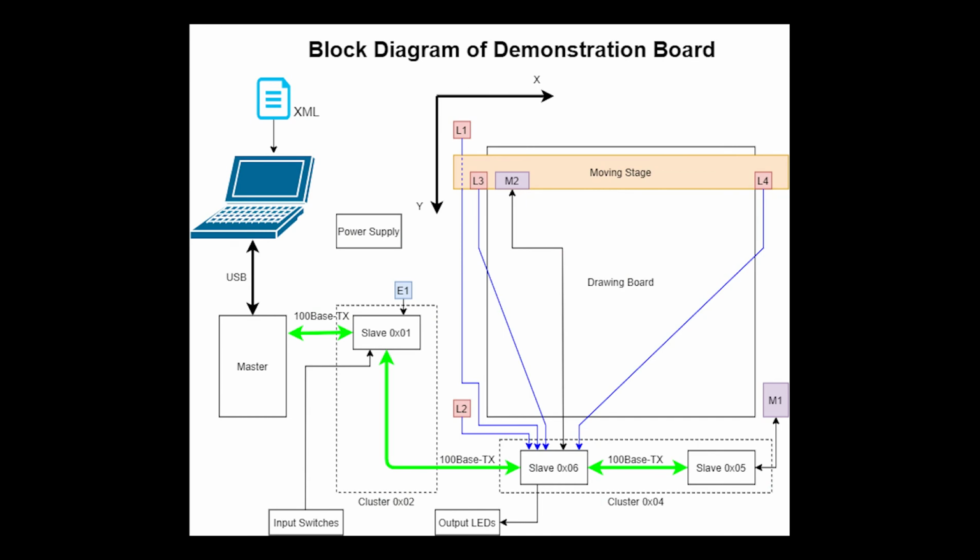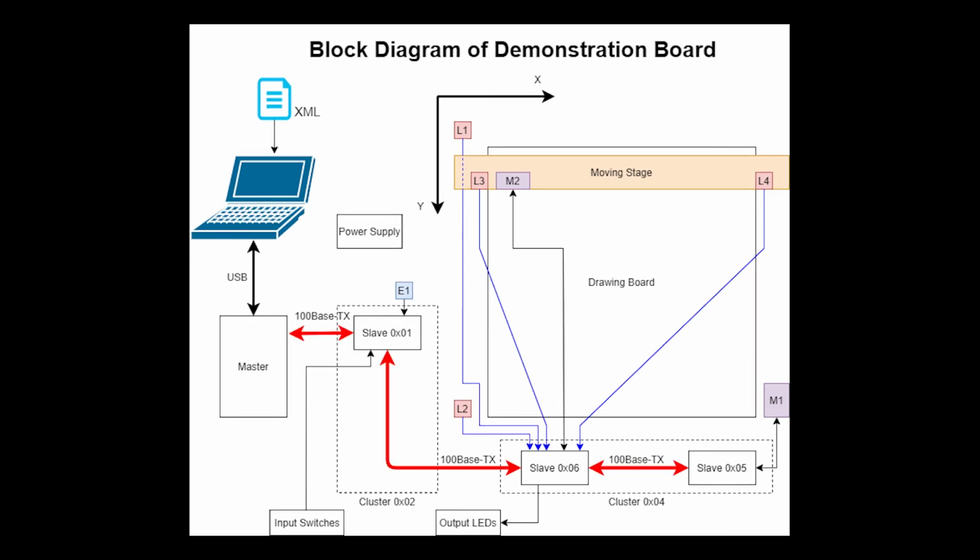For ease of explanation, I will explain the setup using a block diagram. As you can see here, our master and slave devices are connected with Ethernet 100BASE-TX. Master and PC are connected with a USB cable. We have clustered the slave devices which belong to a particular motion by giving them a cluster number. Initially, the user can configure the system by using the XML file.